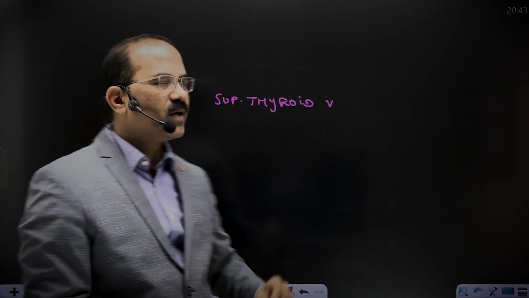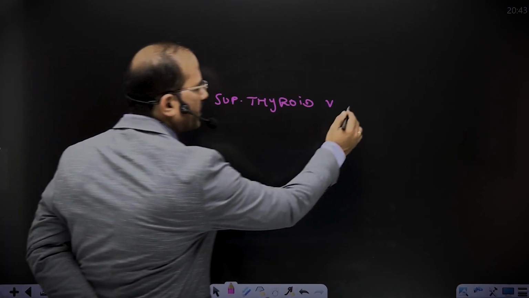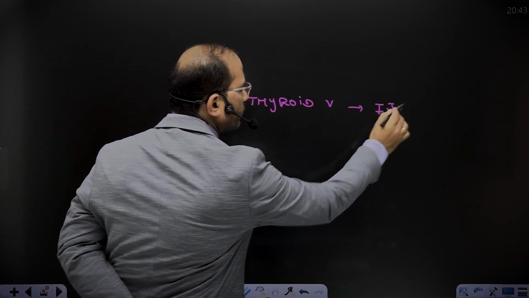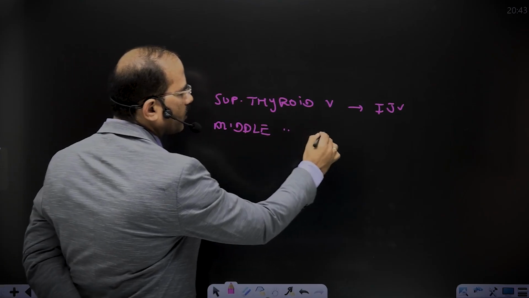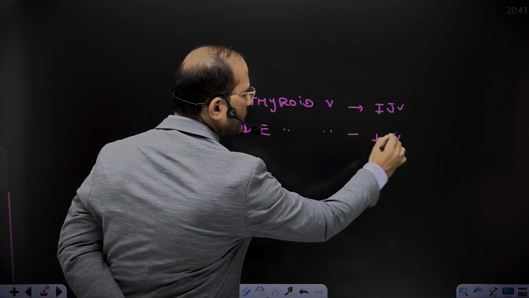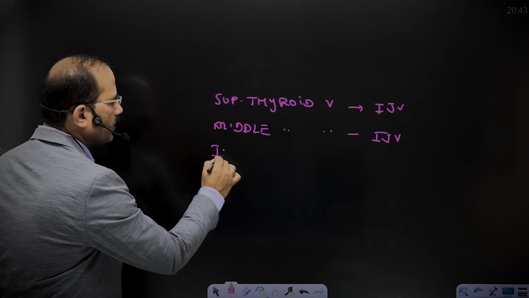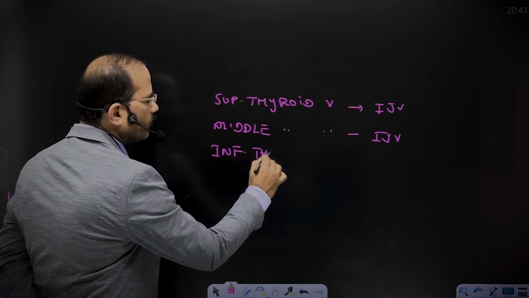Venous drainage of thyroid. One is the superior thyroid vein that drains into the internal jugular vein. Middle thyroid vein. Middle thyroid vein also drains into internal jugular vein. And the last one is inferior thyroid vein.